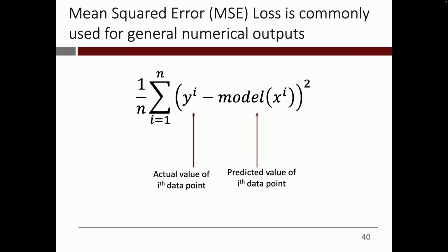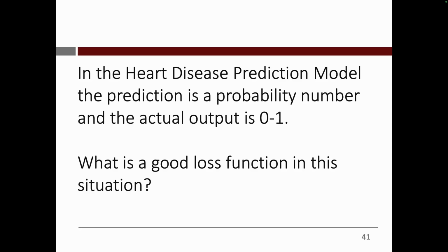Now let's crank it up a notch. In the heart disease example, the neural network's prediction is a number between 0 and 1, because it's coming out of the sigmoid. It's a fraction. The actual output is a 0 or 1, one of the two. It's binary. So how would we measure the discrepancy between a fraction and the numbers 0 and 1? What is a good loss function in this situation? That is the key question.